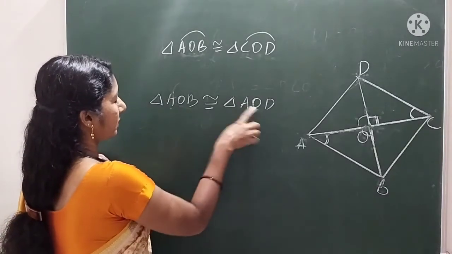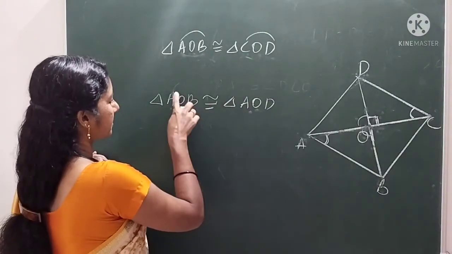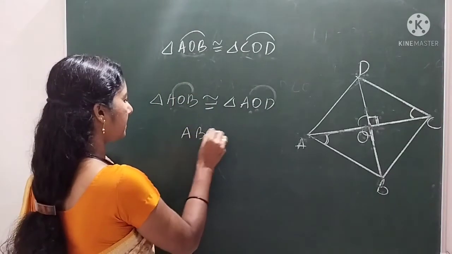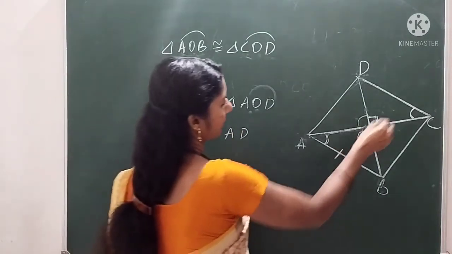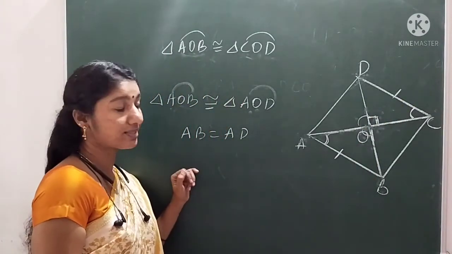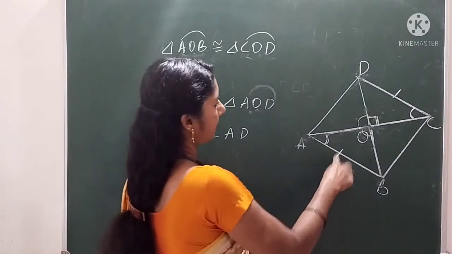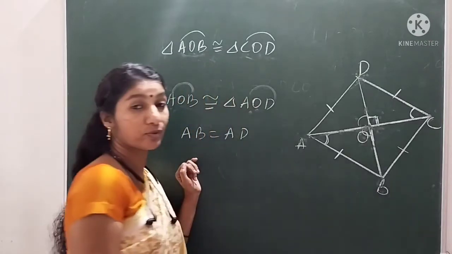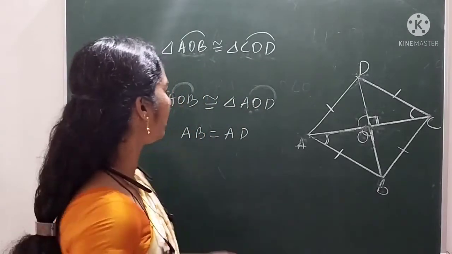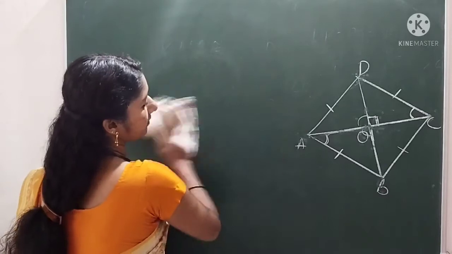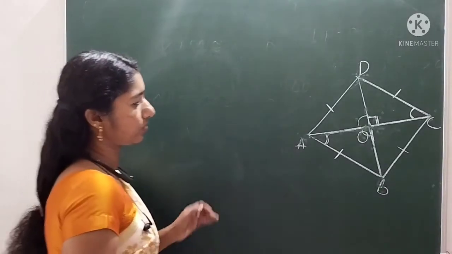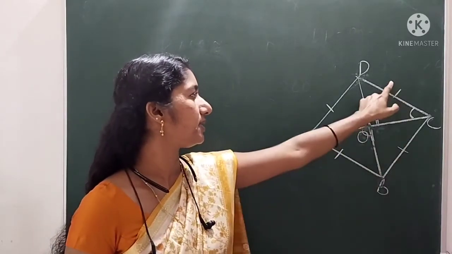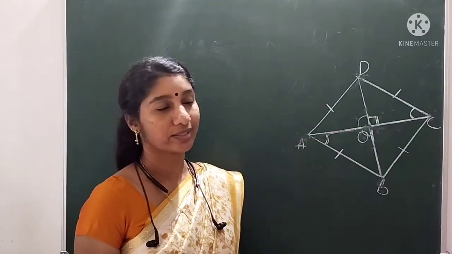So these two triangles are congruent, so their corresponding sides and angles are equal. So we can write AB is equal to AD. Now we already got AB and CD are equal and it's a parallelogram. Now we got AB and AD are equal. So AD will be equal to BC because they are opposite sides of a parallelogram. So we proved it is a parallelogram with all sides equal, so it is a rhombus. AB, BC, CD, AD, all sides are equal, so it is a rhombus.